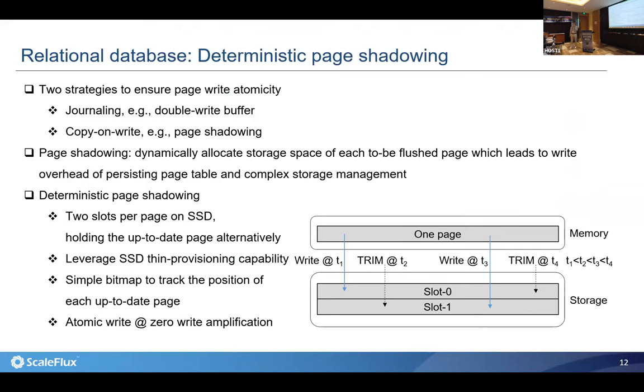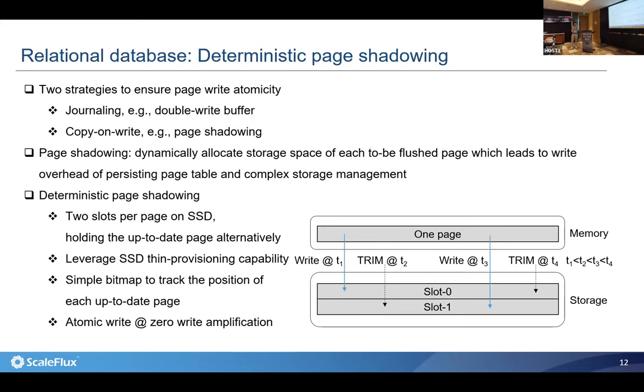But in traditional page shadowing, we need to dynamically allocate the storage space of each page to be flushed, which will lead to write overhead for persisting the page table and complex storage management. But with thin provisioning, or with device-based transparent compression, we can solve this problem using the so-called deterministic page shadowing technique. The details are like this.